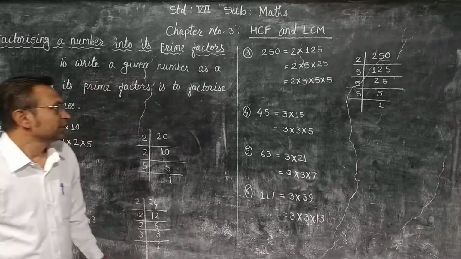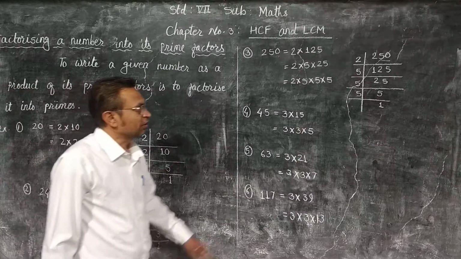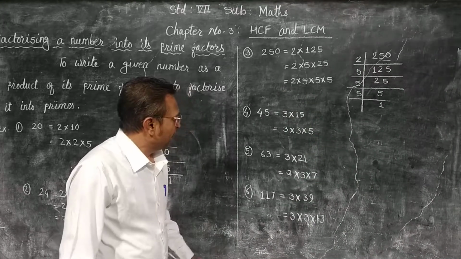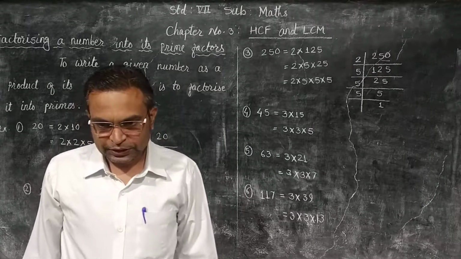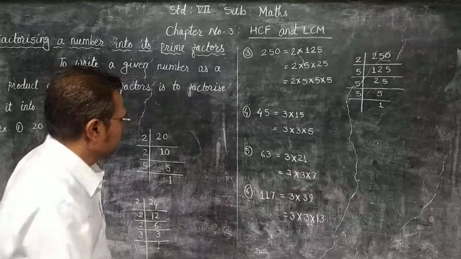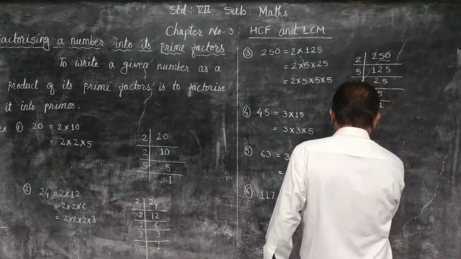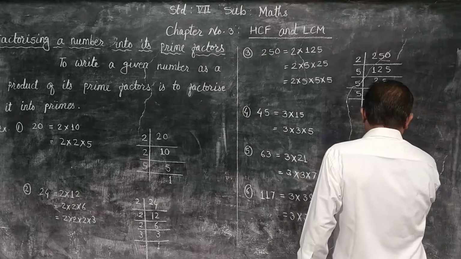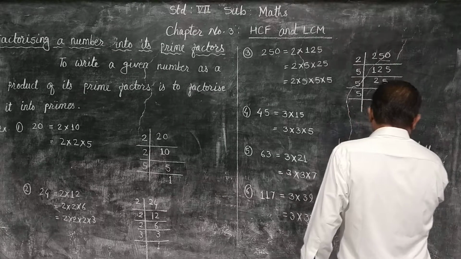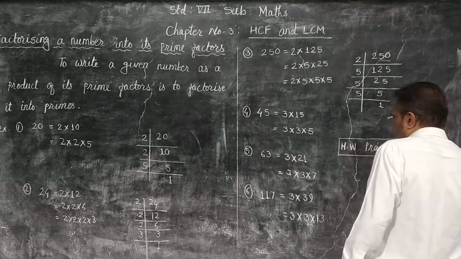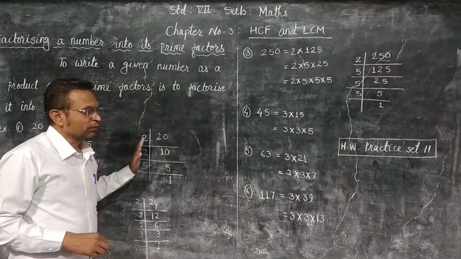Okay, first use both methods, horizontal and vertical. After practicing, use only horizontal. Here is practice set 11 for you. It is the homework. Write down all these first in your copies and then solve practice set 11.